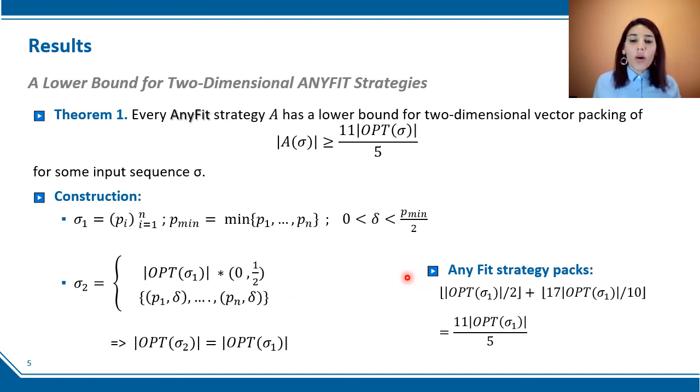Next, we calculate cost of any fit strategy. First subsequence is packed in pairs into 1/2 times opt sigma 1 bins, and they are full with respect to the y coordinate. Then the second subsequence is packed by any fit into at least 17 over 10 times opt sigma 1 bins. That gives us a total of at least 11 over 5. In that way, we improved a lower bound for two-dimensional any fit strategy.